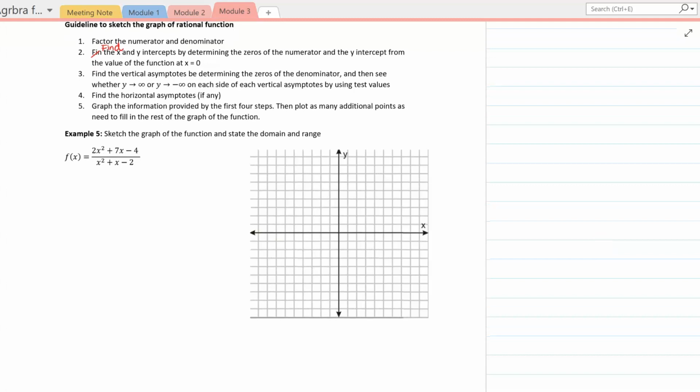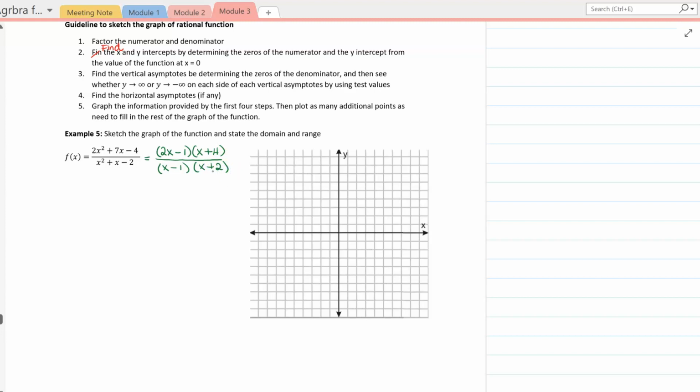So let's start with the first equation. f of x equals 2x squared plus 7x plus 4, over something. We first will factor out the numerator and the denominator of this function. When you factor it, you should get this equal to 2x minus 1 times x plus 4, divided by x minus 1 times x plus 2.